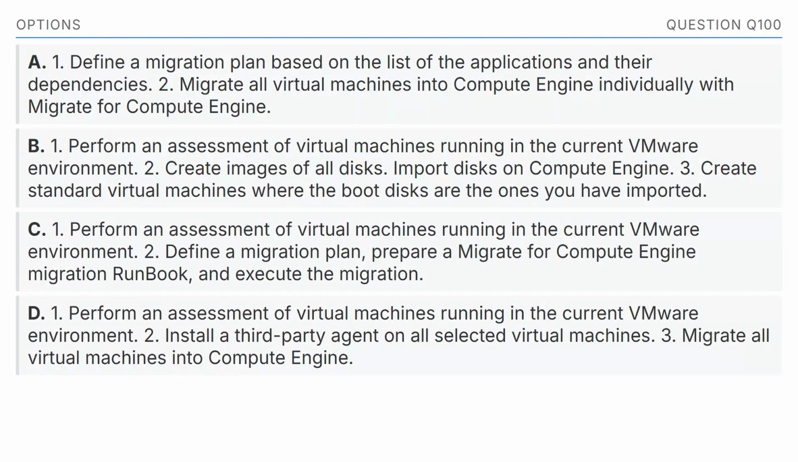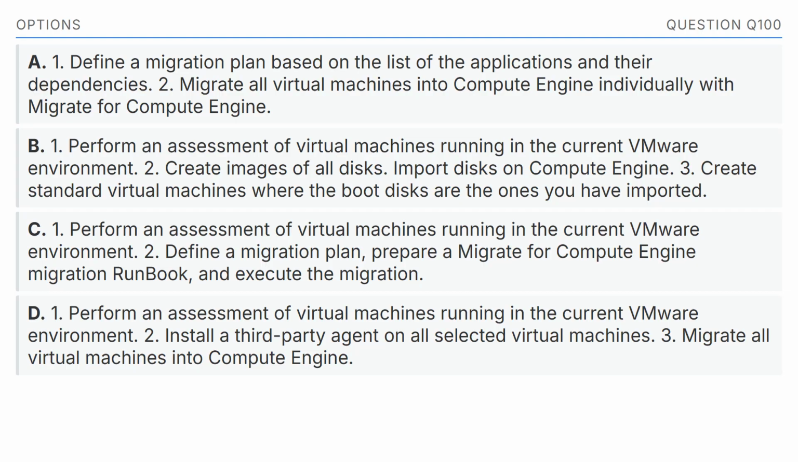The options are: Option A, 1. Define a migration plan based on the list of the applications and their dependencies. 2. Migrate all virtual machines into Compute Engine individually with Migrate for Compute Engine. Option B, 1. Perform an assessment of virtual machines running in the current VMware environment. 2. Create images of all disks. Import disks on Compute Engine. 3. Create standard virtual machines where the boot disks are the ones you have imported.